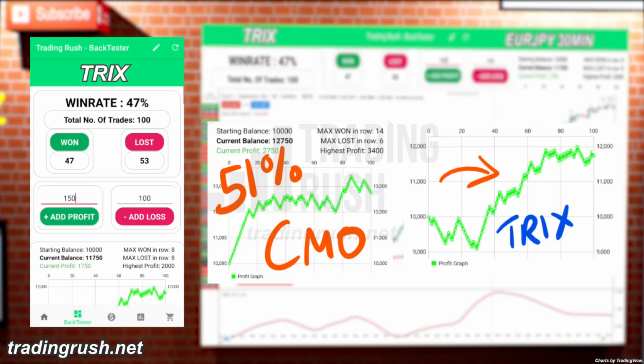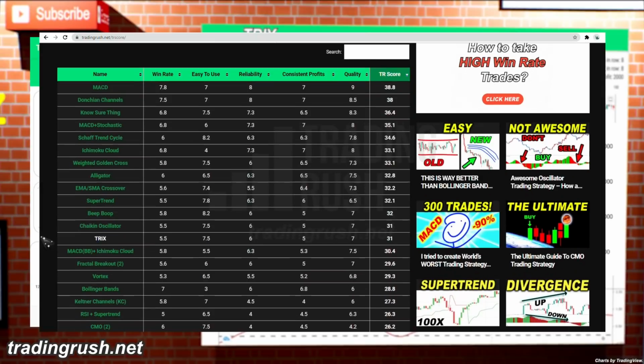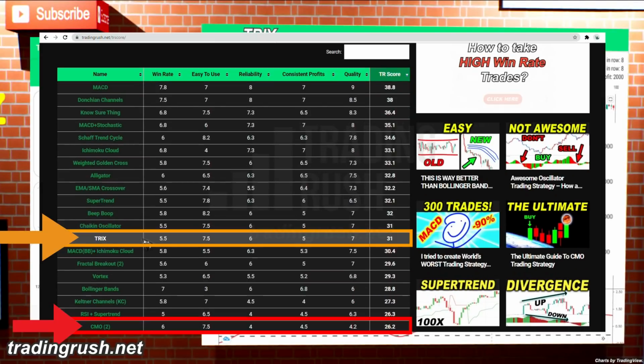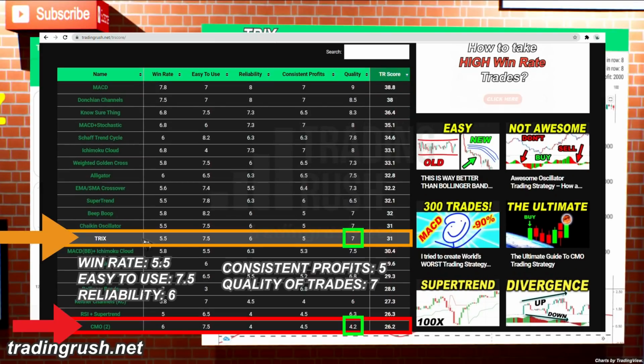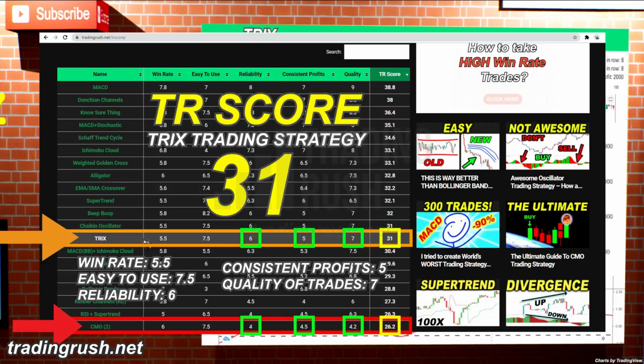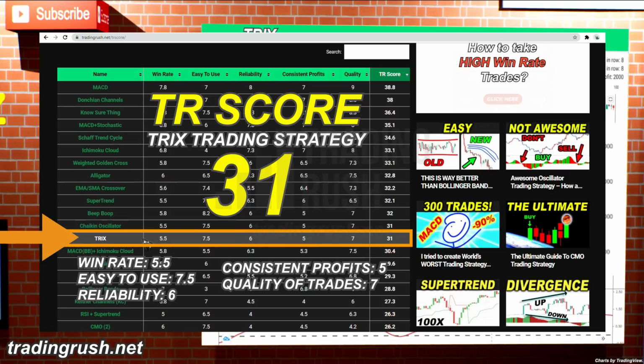Even though the CMO strategy was better when it comes to the win rate, if we visit the Trading Rush website, we can see the TRIX indicator took the lead in the quality of trades, reliability, and consistent profits category, and gets a higher TR score of 31 out of 50, and ranks 13th from the top, above the MACD with Ichimoku Cloud strategy, and below the Chaikin Oscillator trading strategy.